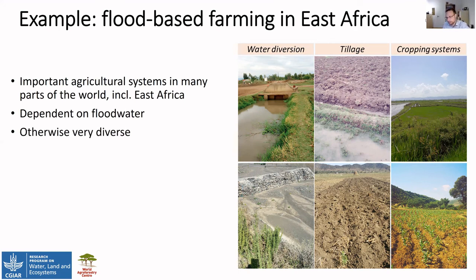Here there's just a couple of examples, one from Kenya and one from Ethiopia. Kenya is on top, Ethiopia at the bottom. They're quite different. They have certain characteristics in common, mainly this dependence on flooding, but otherwise they're quite diverse.